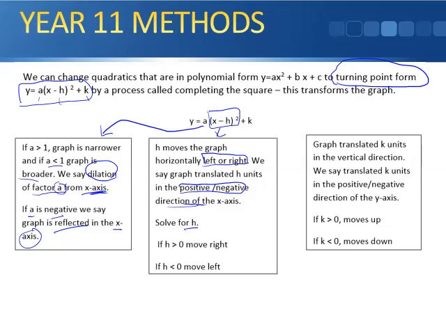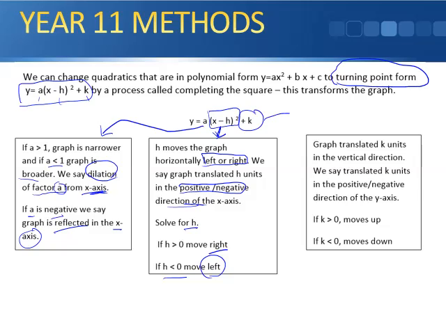Now this is what happens. We solve for h. If h is bigger than 0, then it moves to the right, and if h is less than 0, it moves to the left. You don't really need to solve it. It's always going to be the opposite of what's in here. So if it's a negative in here, it moves to the right. If it's a positive in here, it moves to the left.